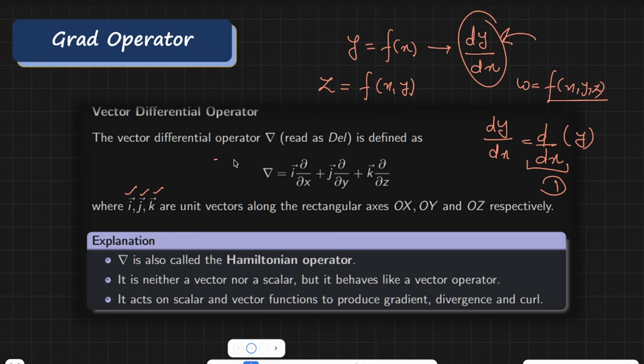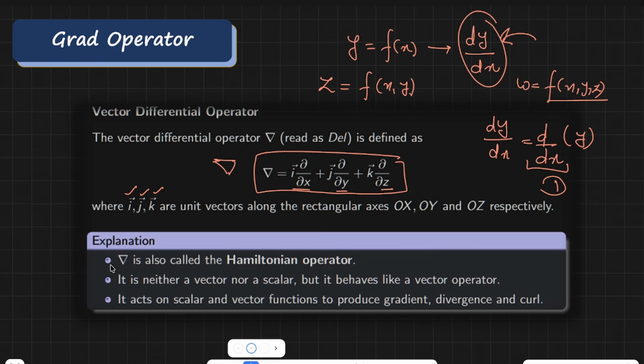Here this nabla is a symbol, and we call it del basically. So this is del, or the name of the symbol is nabla. When we apply this nabla, it is nothing but the partial derivative in each direction, x, y, and z, and this is the formula. We will see the questions, how it will be applied and how we can solve them. We'll see the examples.